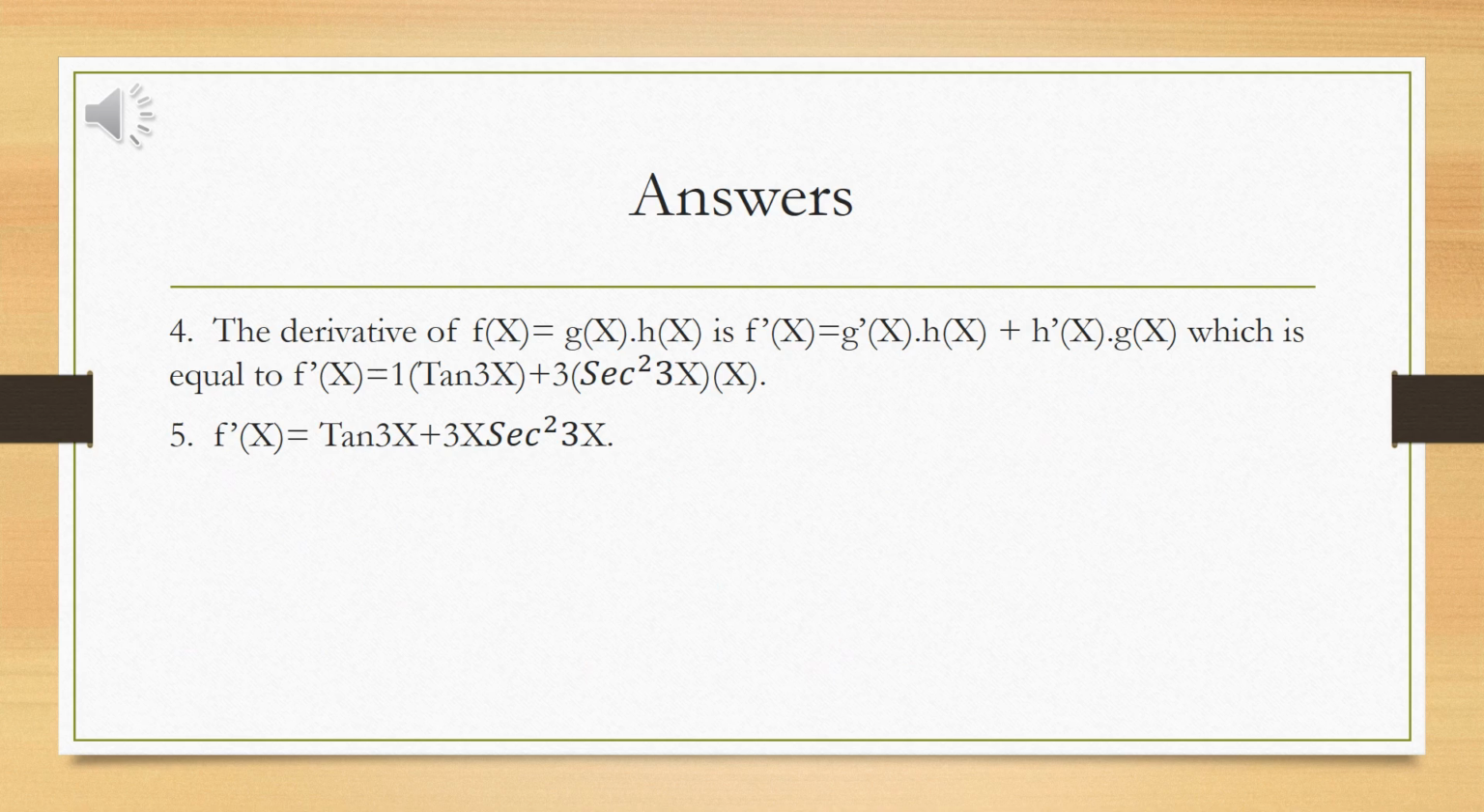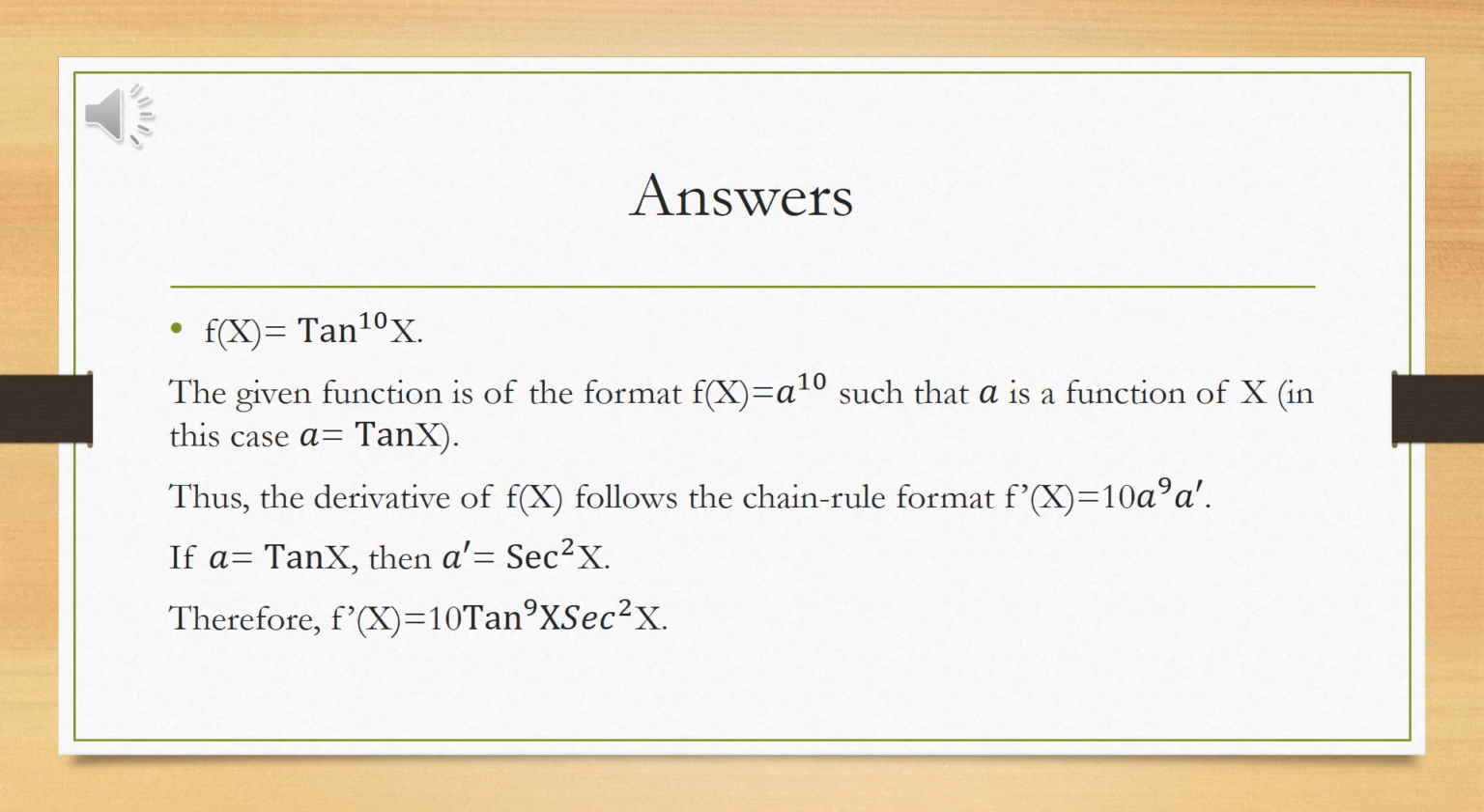As mentioned before, the derivative of f of x is f prime of x, which is equal to g prime of x times h of x plus h prime of x times g of x, which is equal to f prime of x equals 1 times tangent 3x plus 3 times secant squared 3x times x. Thus, f prime of x equals tangent 3x plus 3x secant squared 3x.